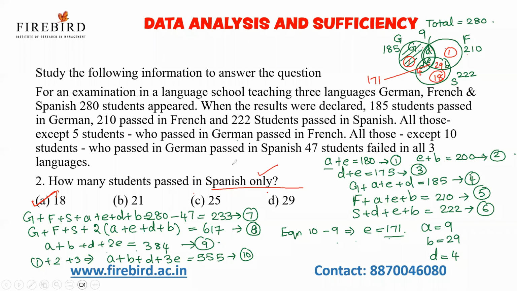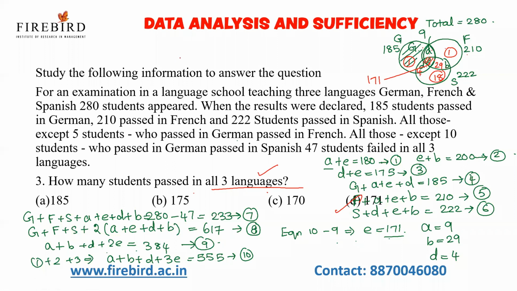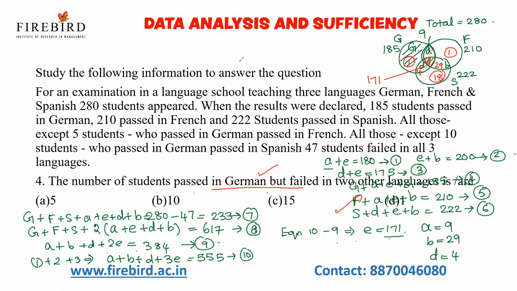How many students passed in all the 3 languages? All the 3 languages, what? 171 is the answer. That is the part which represents the center part. Okay, right? All the 3 languages, 171 is the answer. The number of students who passed in German but failed in the other 2 languages. Students who passed in German only is 1. Okay, so option is D, option 1.